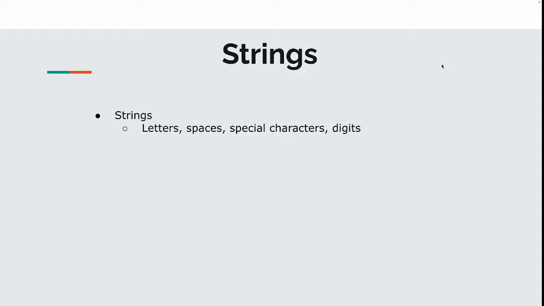Strings are letters, spaces, special characters, and digits, all the keys on the keyboard. They are surrounded by a single quote or double quote. You can concatenate a string onto another string, which means add one string to the end of another string. We will go over input and output later in this video.